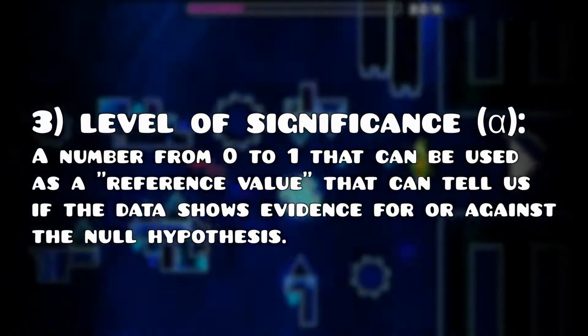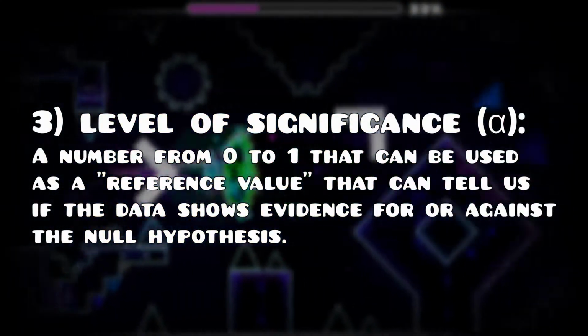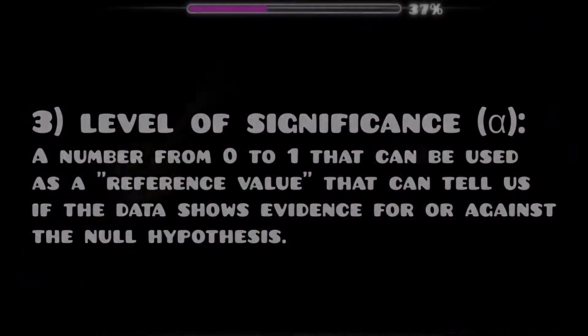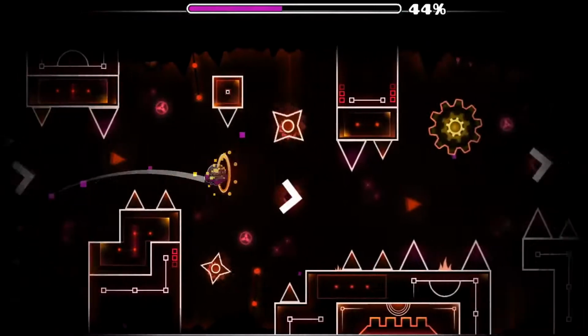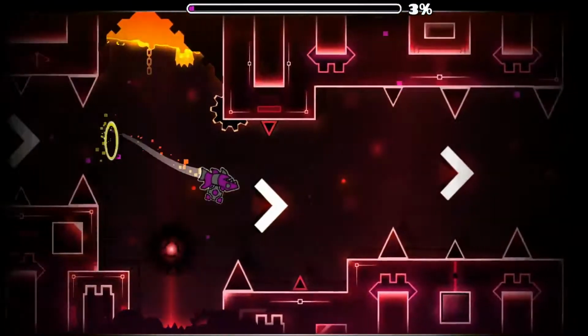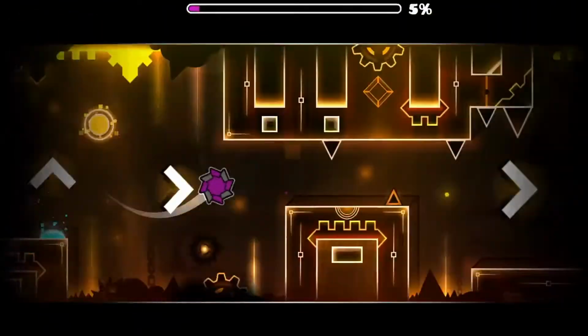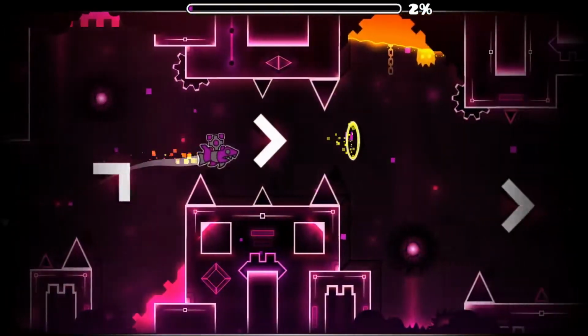This value is a percentage or a value from 0 to 1. You take alpha and compare it with the p-value. If the p-value is less than alpha, then you reject the null hypothesis. If the p-value is greater than or equal to alpha, you fail to reject the null hypothesis. Alpha can actually be set to whatever you want. This is because whether or not the data shows any significance to you is still subjective.